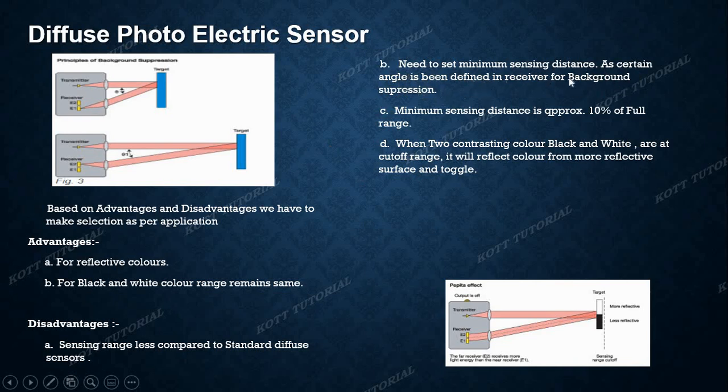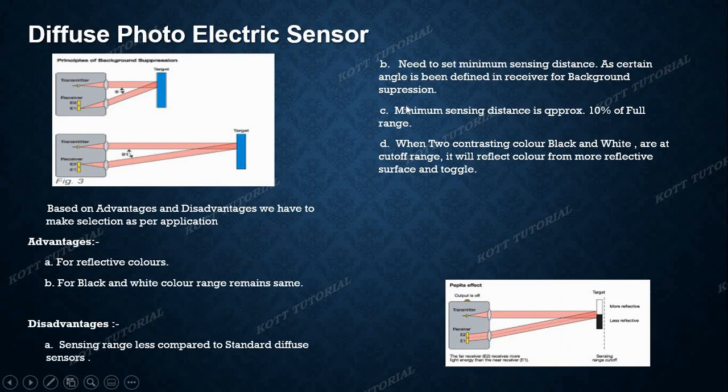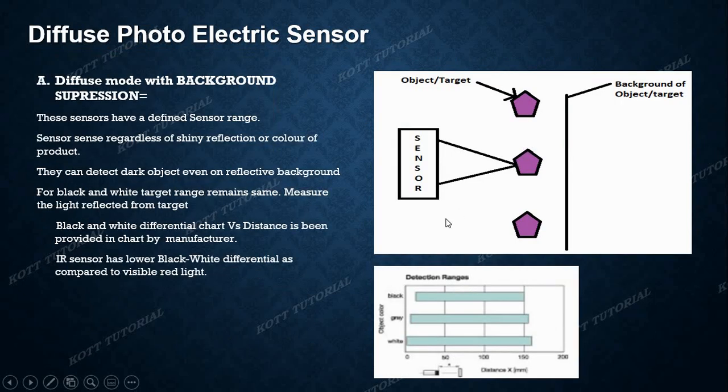See, this point I have explained here. Need to set the minimum distance. There would be a minimum sensing distance, that is nothing but the dead zone. We have to set the target greater than the minimum sensing distance, then only it can successfully detect a product. Minimum sensing distance is approximately 10% of full range. Say if I am having a range of 100%, the minimum sensing range would be 10%. That is, we have to place the product greater than the 10%. Then only it can detect the product.